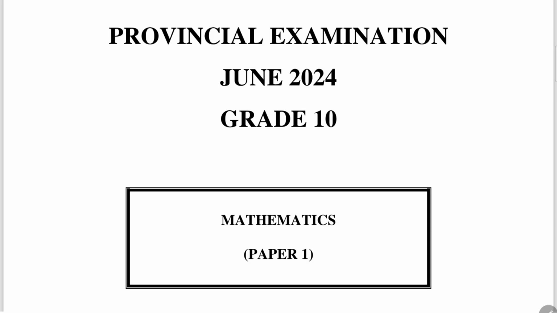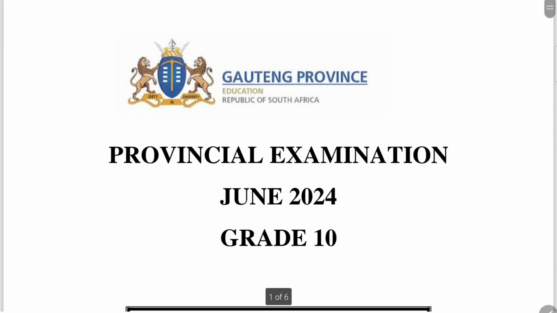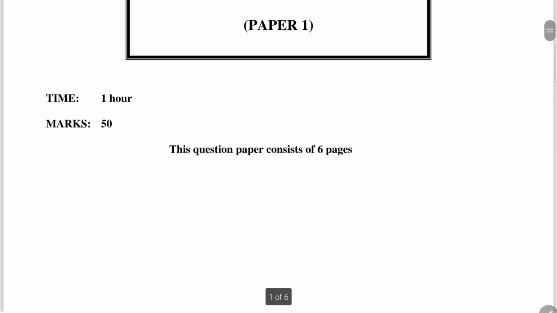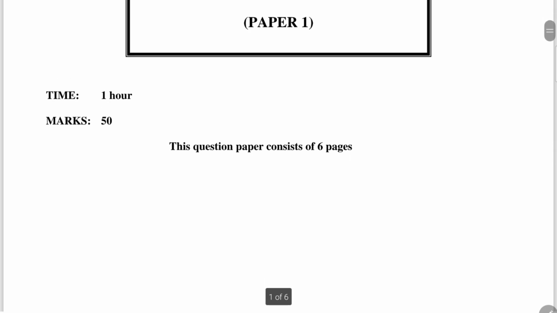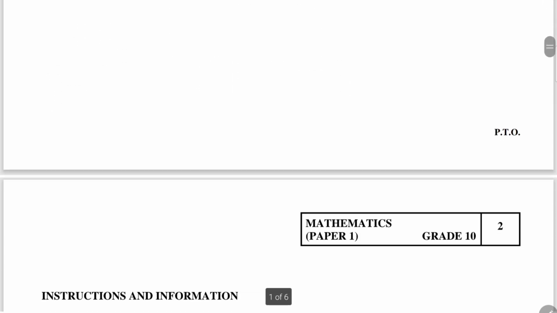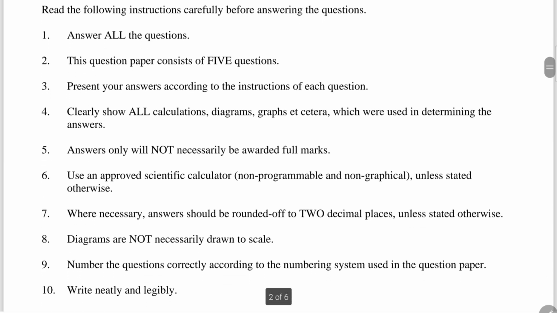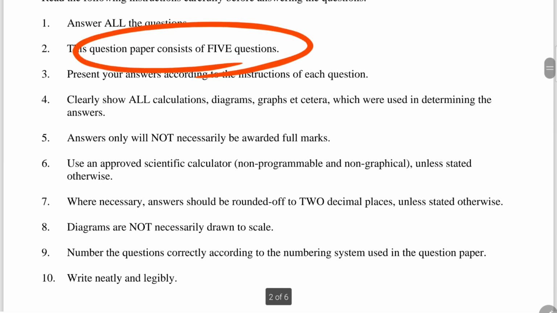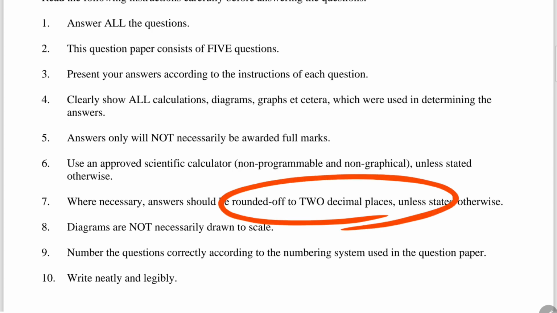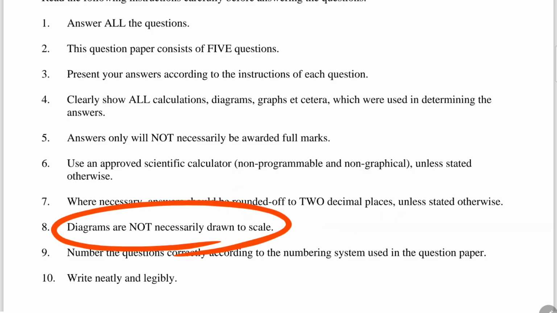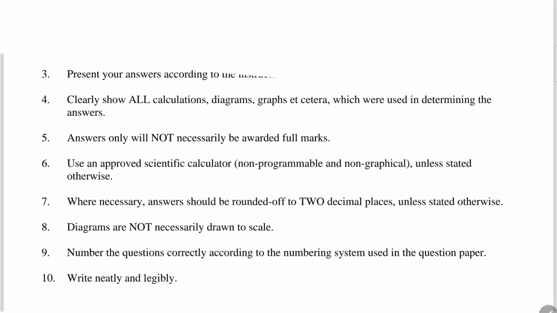In this video, we will be working on the Mathematics Paper 1 for June 2024, specifically from the Gauteng province. This paper counts for 50 marks and the time allocated is 1 hour. Looking at the instructions, just remember that there are a total of 5 questions in this exam paper, all answers should be rounded off to 2 decimal places unless stated otherwise, and the diagrams are not necessarily drawn to scale. With that being said, let's get into this video.